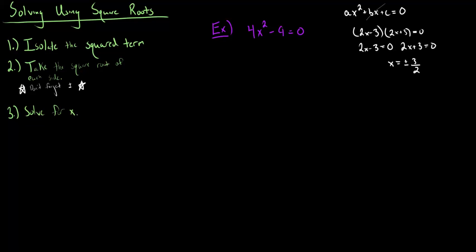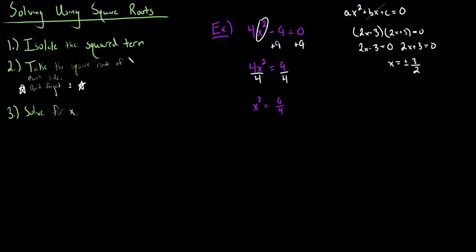The first thing you want to do is isolate the squared term. In this case, x squared is our squared term, so we want to get that completely isolated. Our first step would be to add 9 to each side to get 4x squared is equal to positive 9. Then from here we would divide each side by 4 to get x squared is equal to 9 over 4. So that's your first step. You want to isolate the squared term.